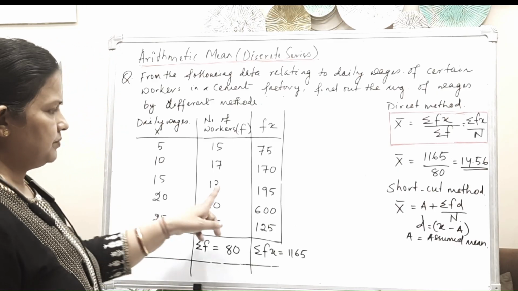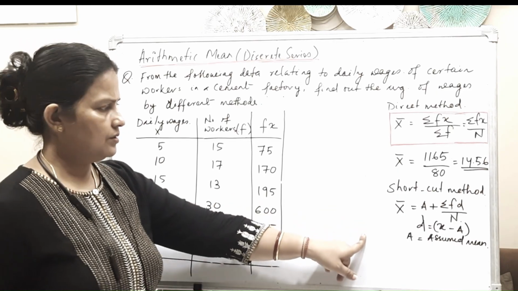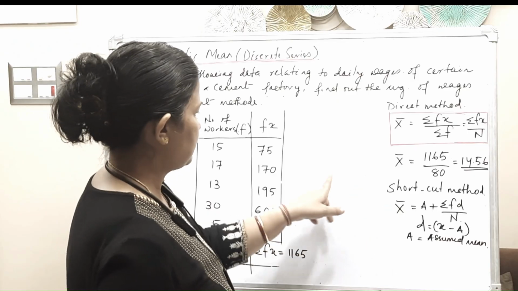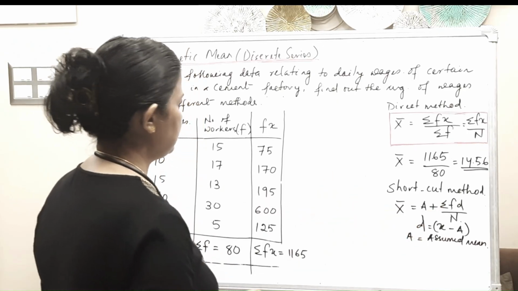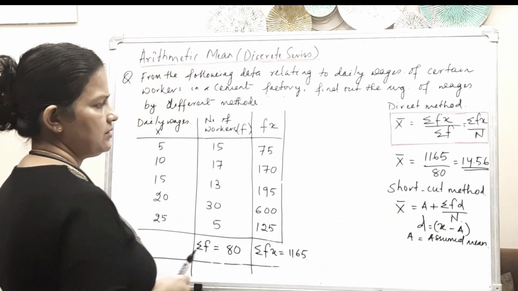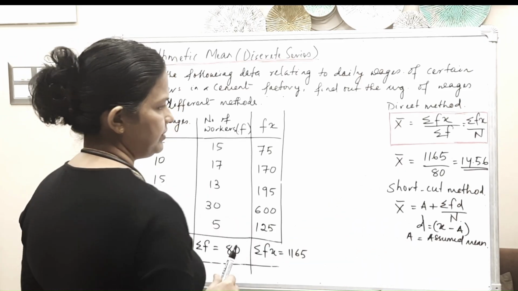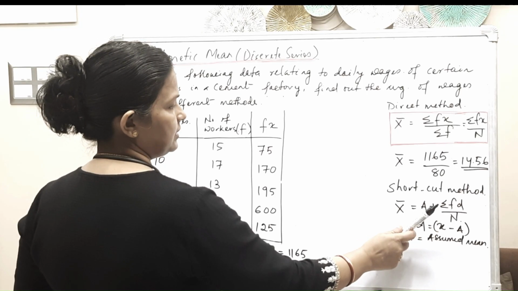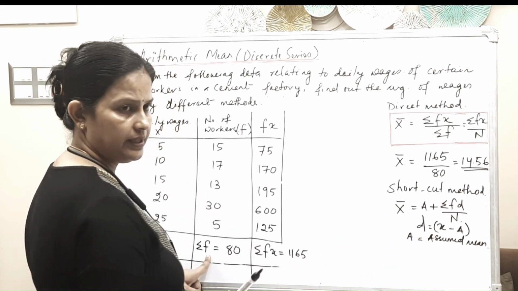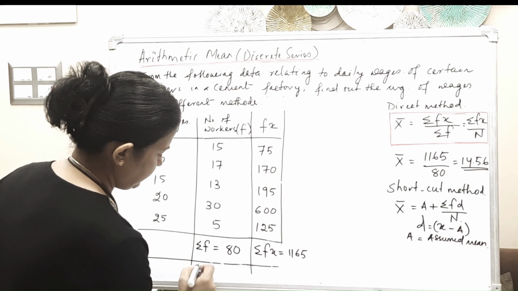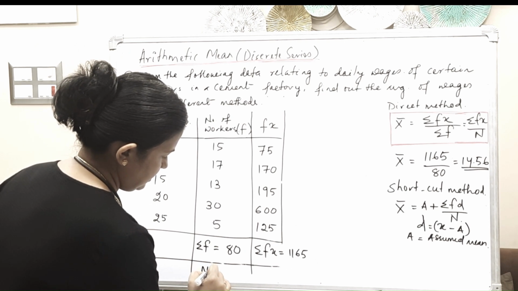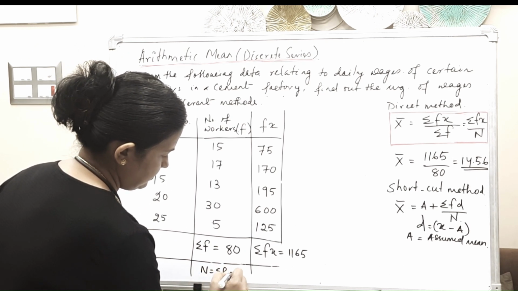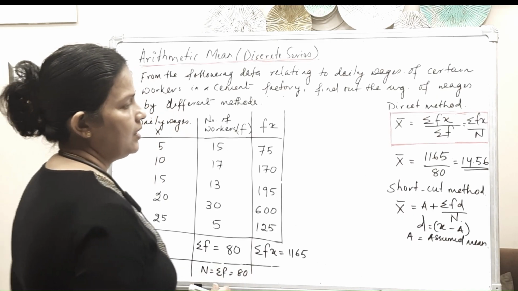So let us put all the things into the formula. First we need to calculate the fd, sigma of fd. D is our deviation. First we need to find deviation. Then we will find sigma of fd. Then we will calculate n, which is already calculated here. Sigma of f is equal to n. n equal to sigma of f equal to 80.